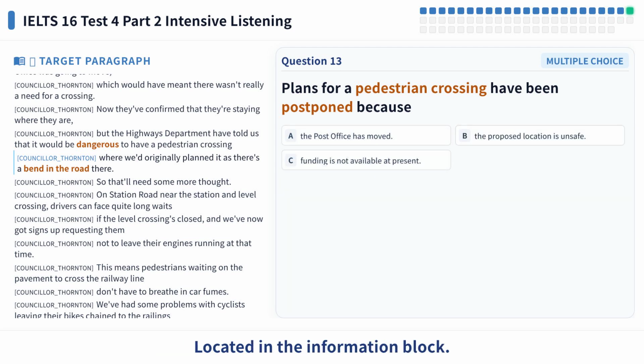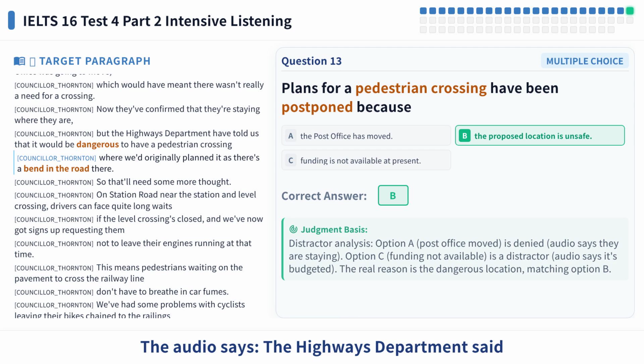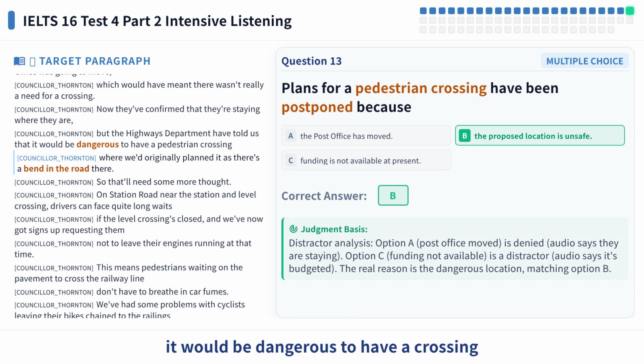Located in the information block. The audio says, the Highways Department said it would be dangerous to have a crossing where planned because there is a bend in the road. Signal word, dangerous directly gives the reason.